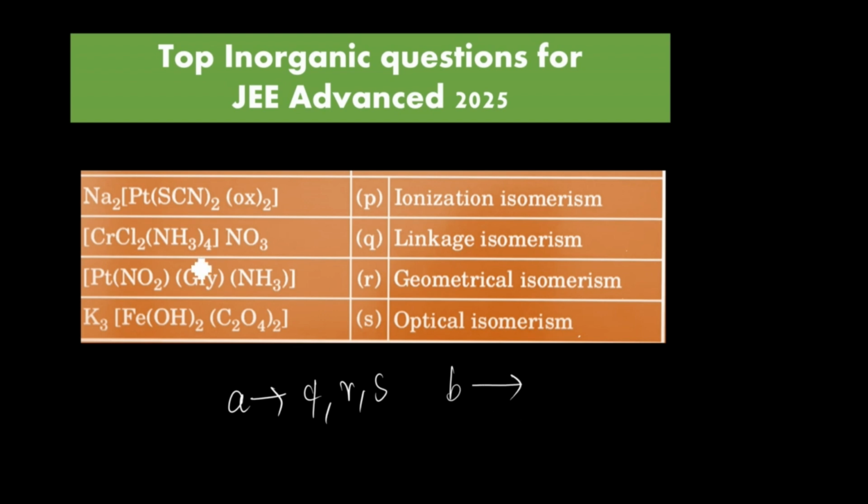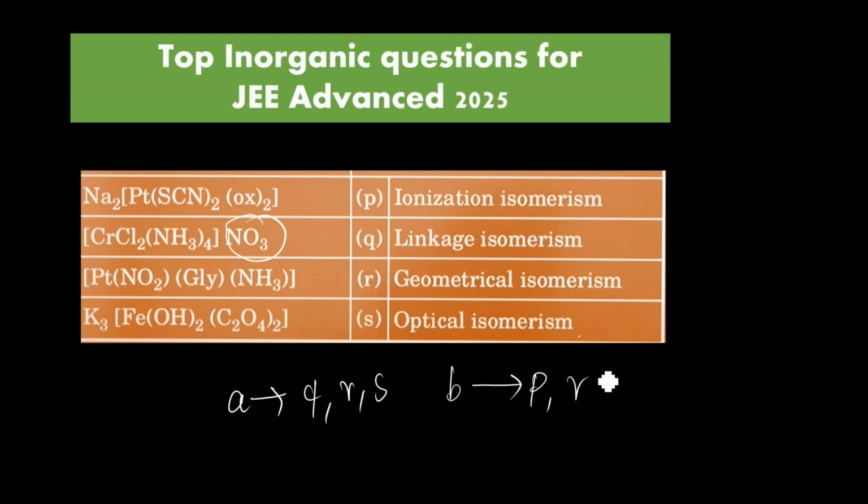And B. Talking about B, A2B4 type, which can exhibit ionization isomerism because outside the coordination sphere I am having an ion. So P as well as R, there is no optical isomerism for this type.